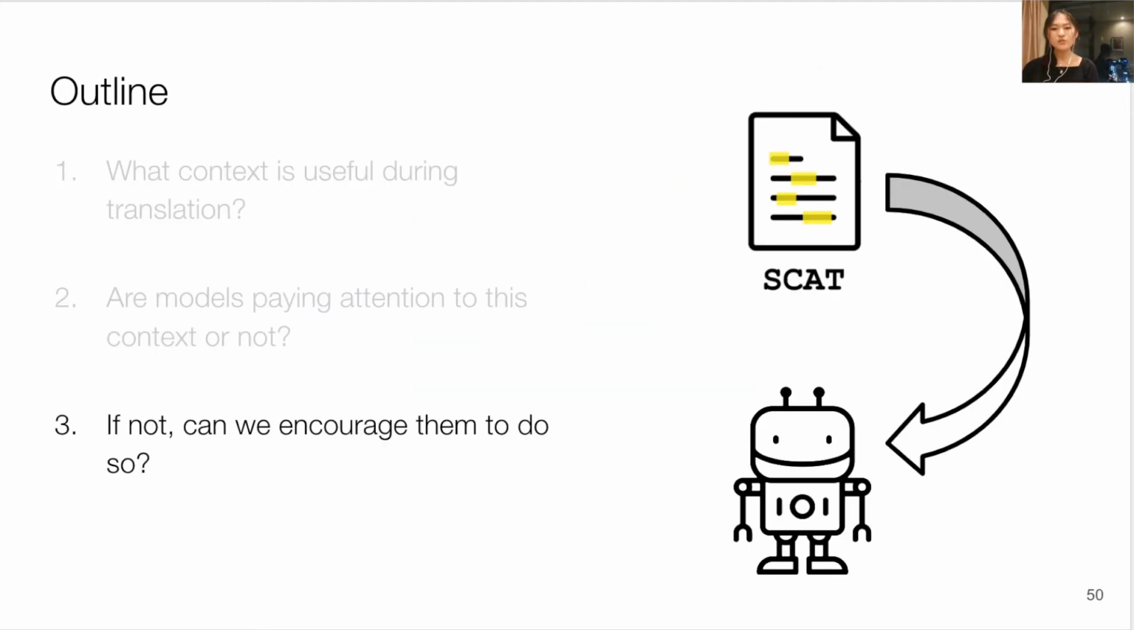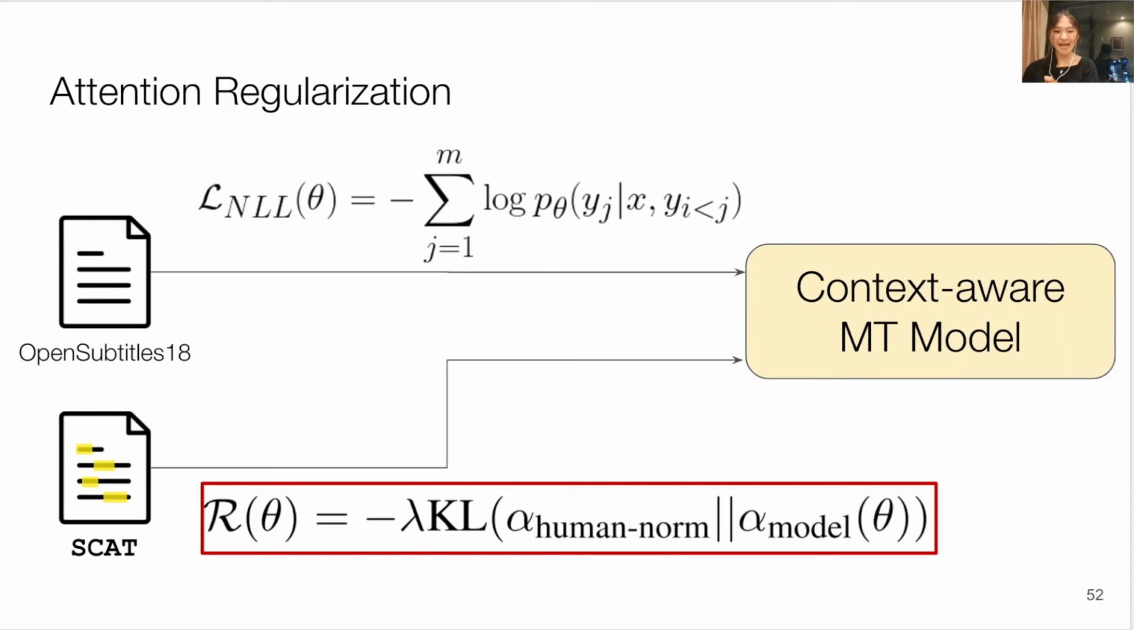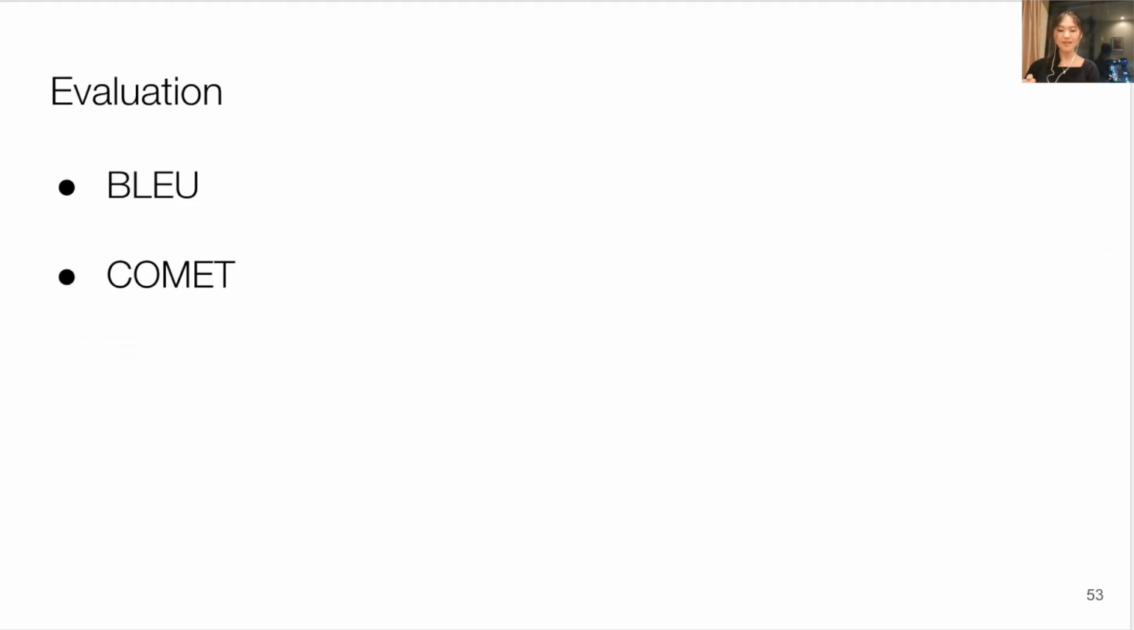So we therefore use SCAT to try to increase the model-human alignment. And we train a context-aware model on OpenSubtitles with the standard negative log likelihood loss. But we additionally sample from SCAT during training, and we introduce the attention regularization loss to supervise the model attention. We measure model performance using corpus-level BLEU and COMET.